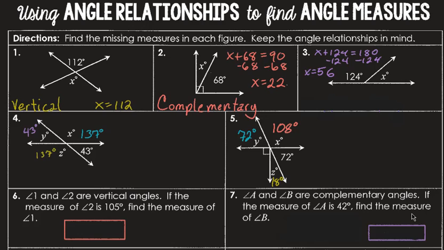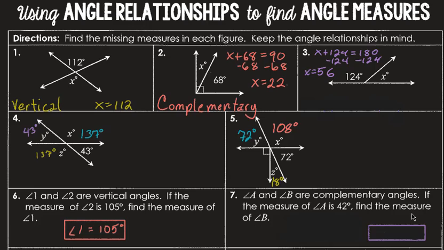Number 6. Angle 1 and angle 2 are vertical angles. If the measure of angle 2 is 105 degrees, find the measure of angle 1. Vertical angles are congruent, so 105 degrees.